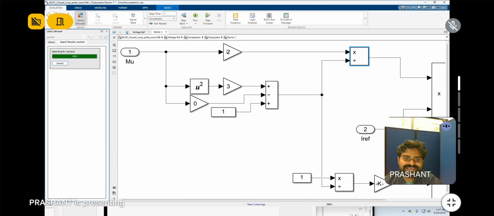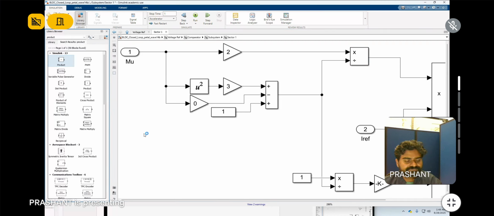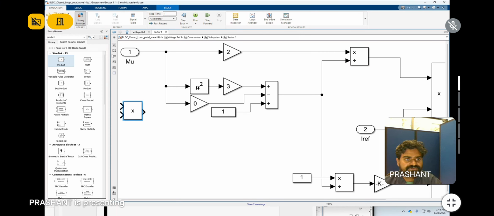This triangular shape is again. We can also double click in this window, and we will be able to just write, and the library will give that block. See here, this is a product block. We can drag it, we can add it to the system.